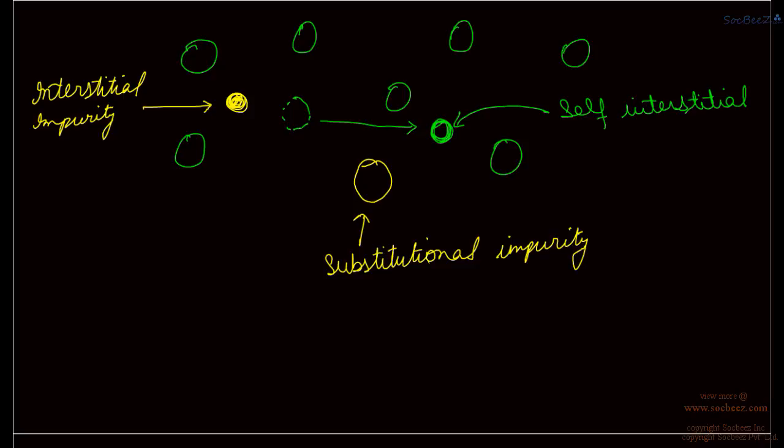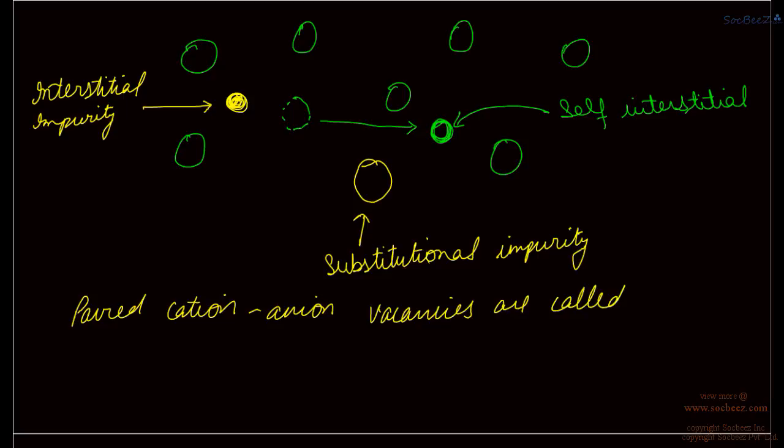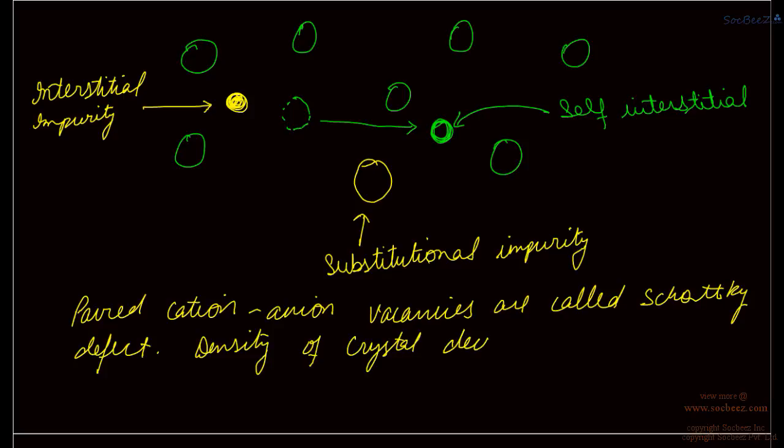Now, let's consider these crystal imperfections in ionic crystals. A vacancy at a cation site is mostly accompanied by a vacancy at a nearby anion site. Such paired cation-anion vacancies are called Schottky defect. In this case, the density of the crystal decreases, but it maintains electrical neutrality.